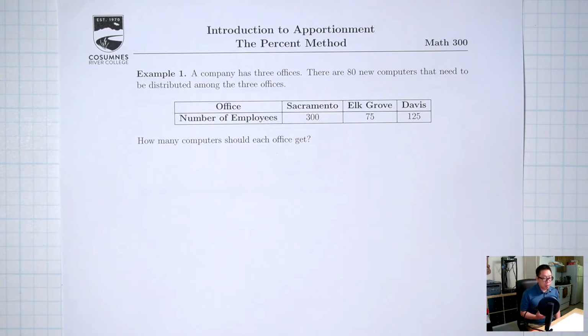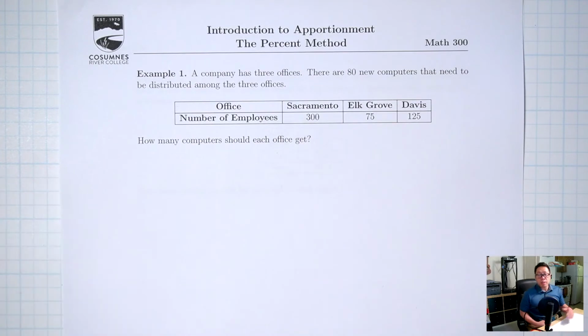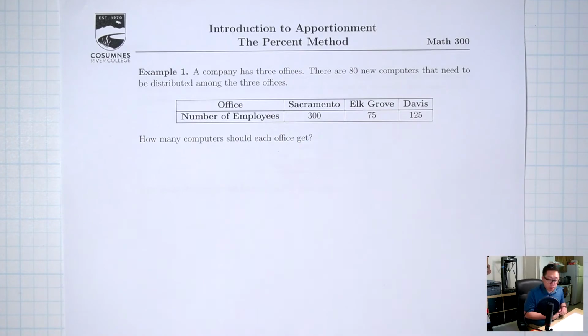And the first method we're going to talk about is a method I'm going to call the percent method. Because the first question we're going to ask is, Sacramento has 300 employees. What percent of the total does that represent? So to find out, I'm going to first need the total number of employees at this company. So 300 plus 75 plus 125. So add those up.